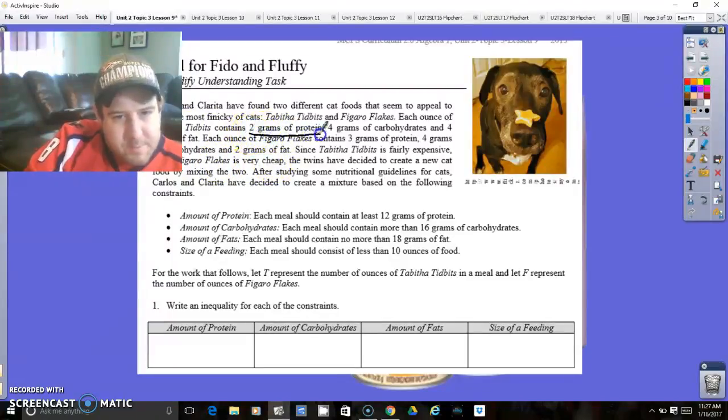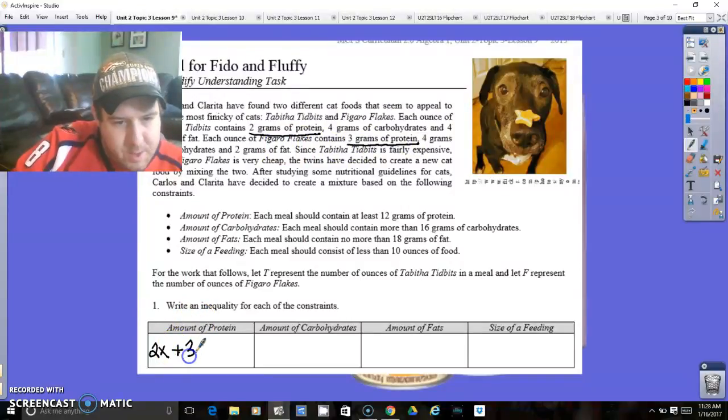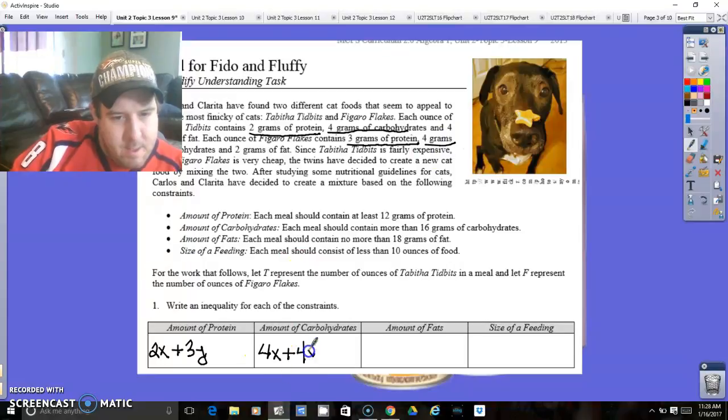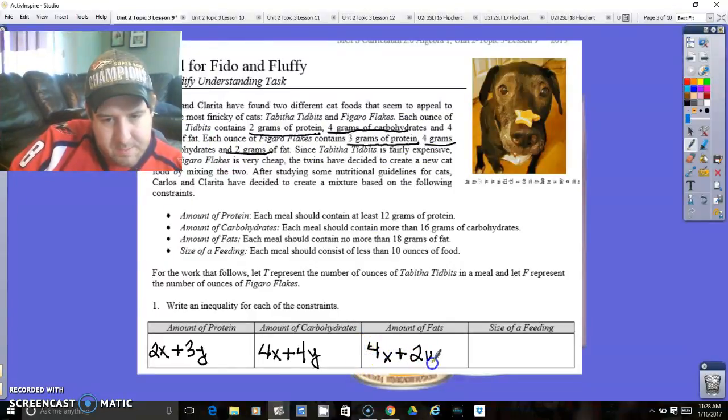Tabitha Tidbits have 2 grams of protein. So let's make that X. 2 times X, and Figaro Flakes have, by mixing the two. Okay, so we are going to mix the two. Each ounce of Figaro Flakes has 3 grams of protein. So plus 3Y. Go to carbohydrates, so 4 grams of carbs and 4 grams of carbs. So that's 4X and 4Y. If I go to amounts of fats, that's 4 grams of fats and 2 grams of fats. 4 grams of fats plus 2 grams of fat.